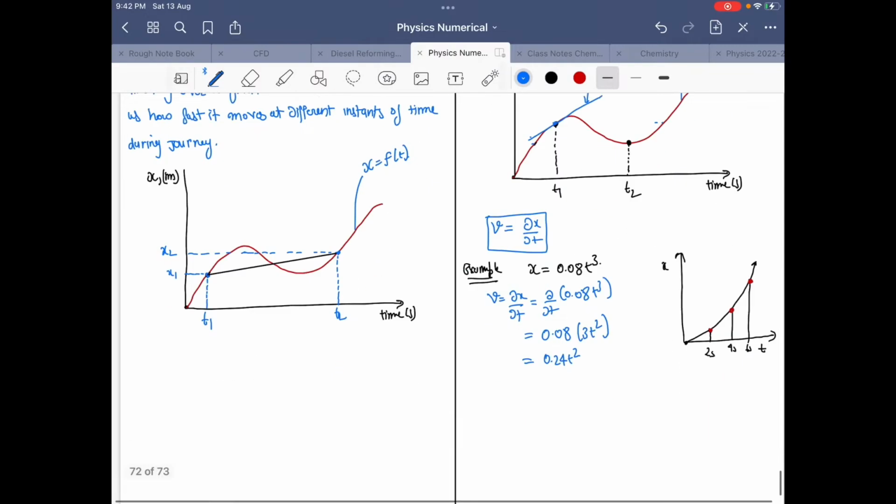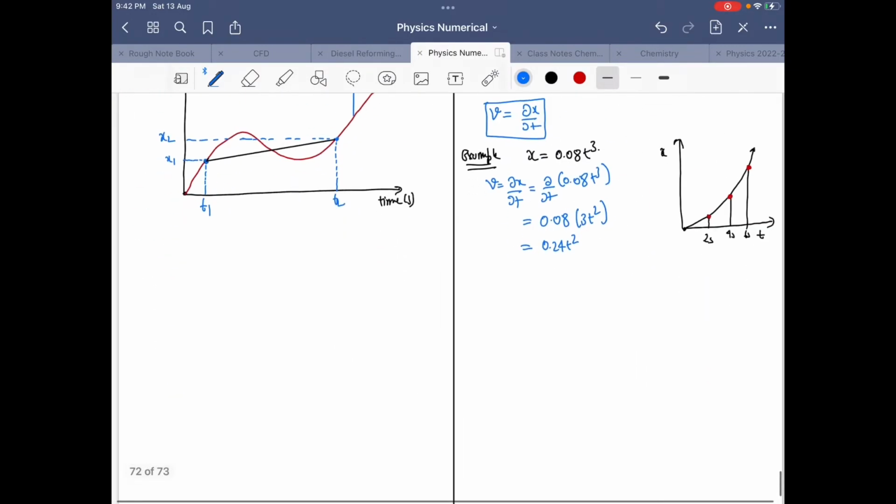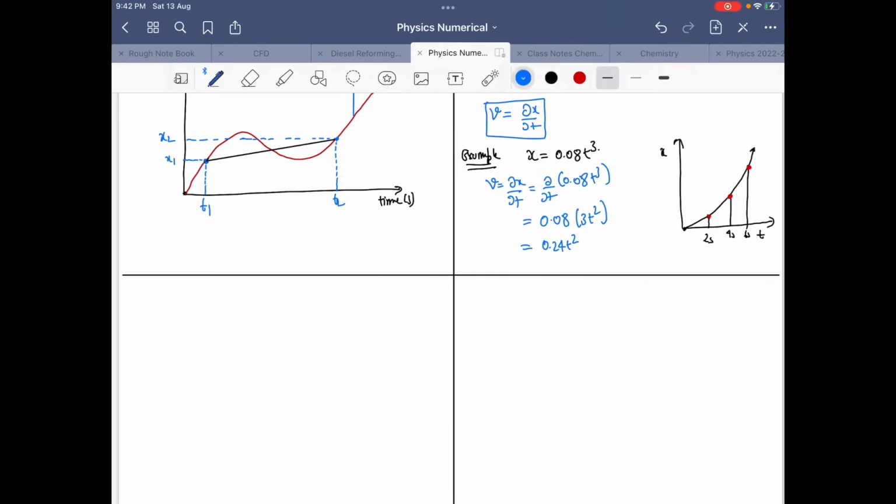Now we are interested in finding the velocity at time equal to 2 seconds, time equal to 4 seconds, time equal to 6 seconds. So first, time equal to 2 seconds. You just have to put t equal to 2 seconds here. So it will become 0.24 times 2 square, which comes out to be 0.96 meter per second.